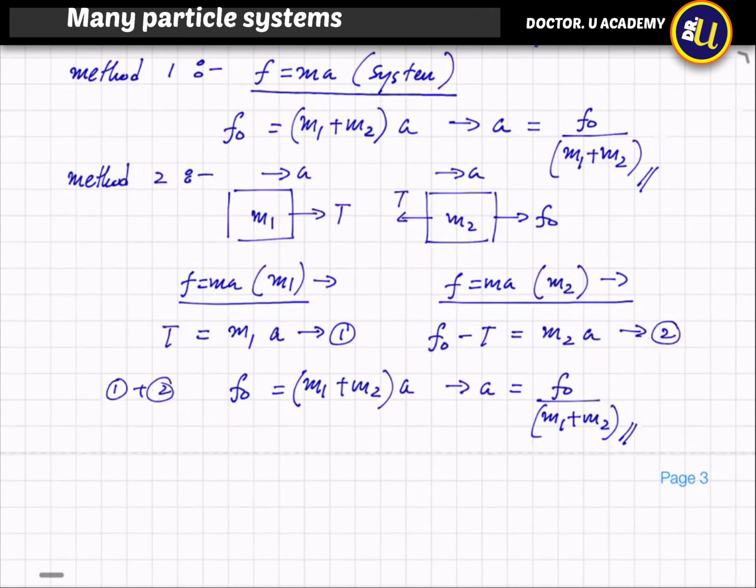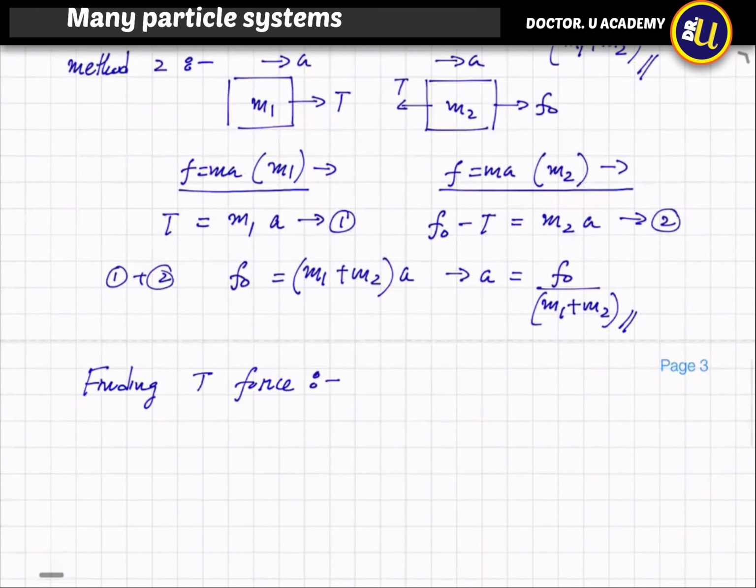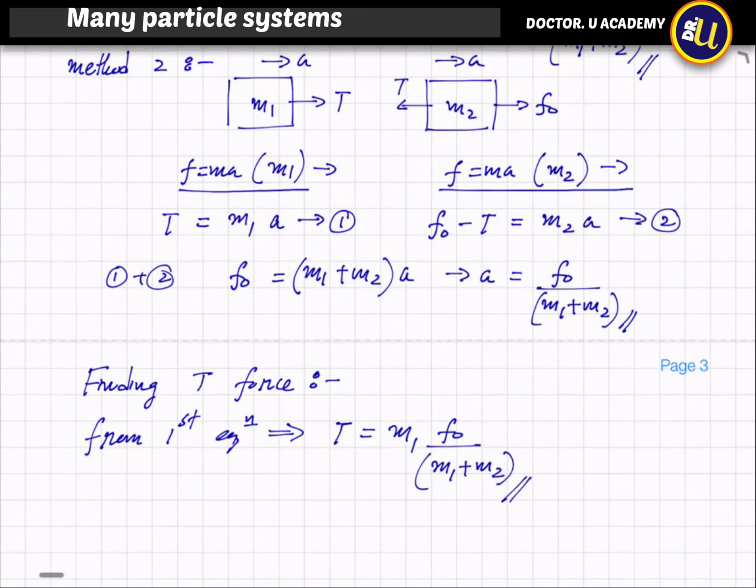Now if you want to find the tension force, the T force, you can substitute this A value into one of the equations we derived, 1 or 2, right? Equation number 1 is very easy. From the first equation, you can find T is equal to M1 times A. Acceleration would be F0 divided by M1 plus M2. So that's all about it.